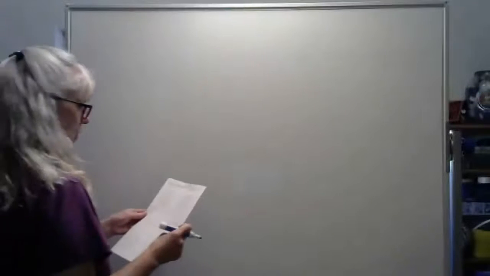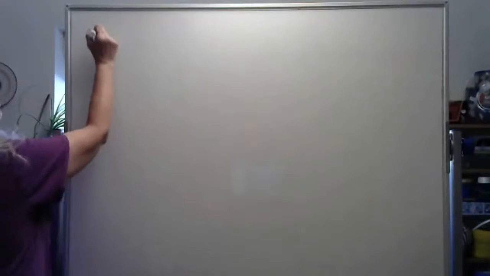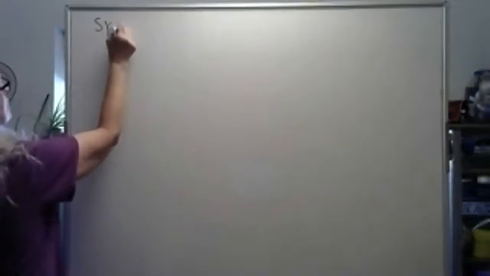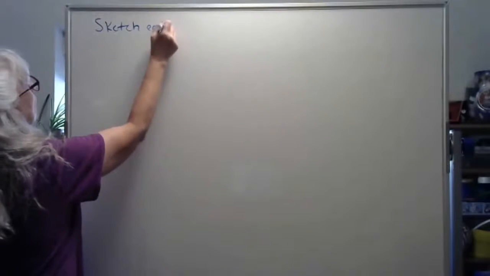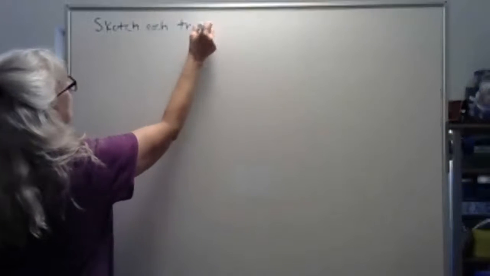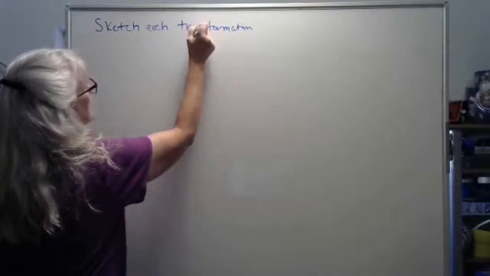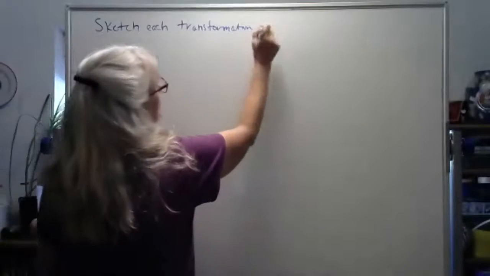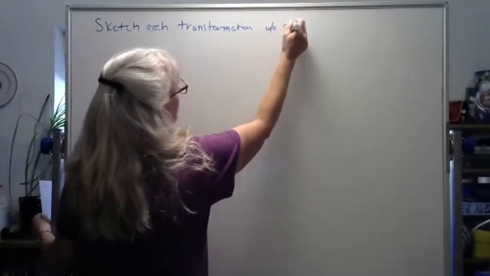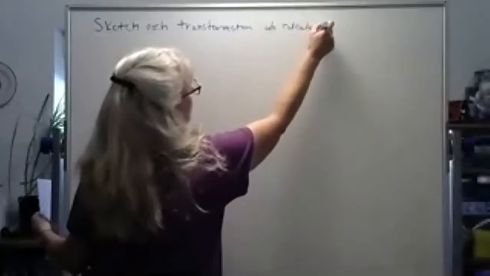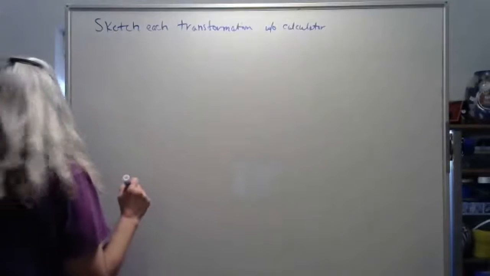Okay, now we're going to go back and pull in those toolbox functions. So what we want to do is we want to sketch each of the following transformations. So we're going to sketch each transformation. And that means without a calculator, so we're not doing this on our calculator like we did yesterday. So without the graphing utility.